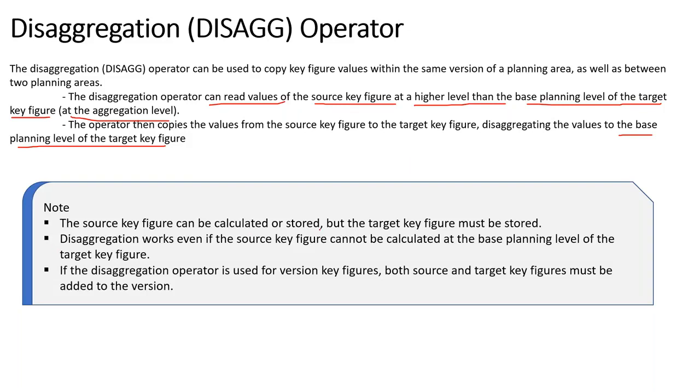The source key figure can be calculated or stored, but the target must be stored. Obviously, right? You cannot create the target key figure as a calculated one. If it is a calculated one, then what's the point of running a copy operator in the first place? Because the calculation will give its value. Then why are you running another copy operator on it?